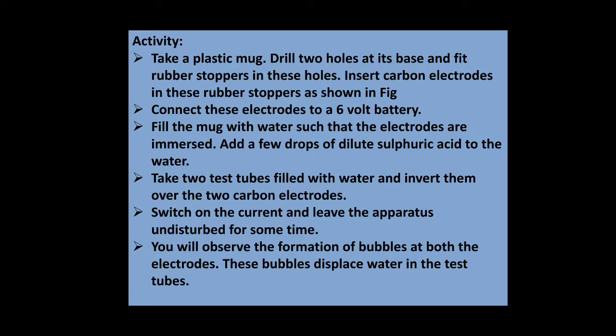Next activity: take a plastic mug, drill 2 holes at its base and fit rubber stoppers in these holes. Insert carbon electrodes in these rubber stoppers, as shown in the figure in the next slide. Connect these electrodes to a 6-volt battery. Fill the mug with water such that the electrodes are immersed, and add a few drops of dilute sulfuric acid to the water. Take 2 test tubes filled with water and invert them over the 2 carbon electrodes.